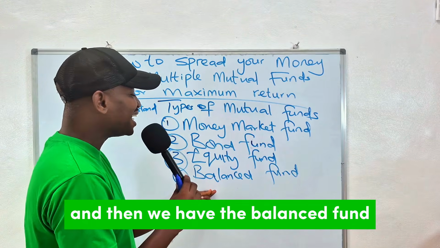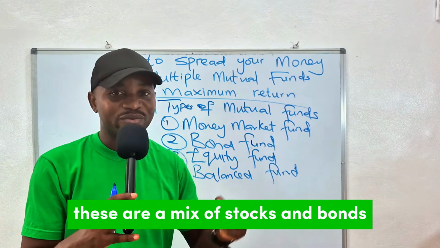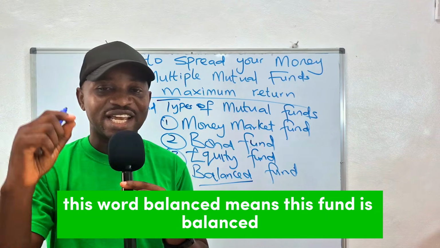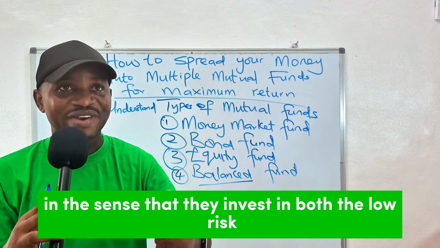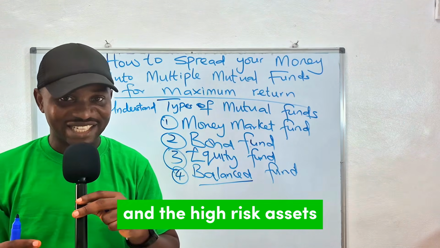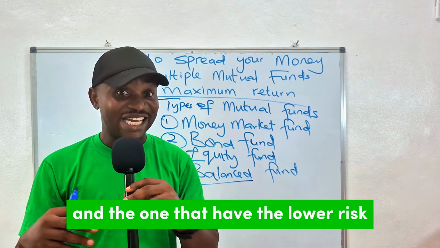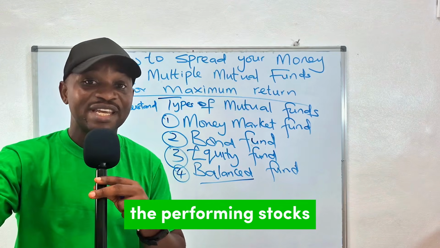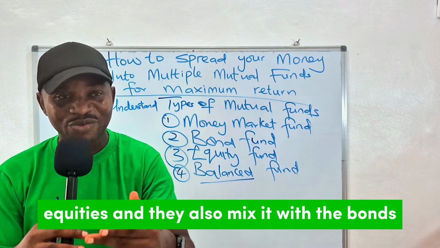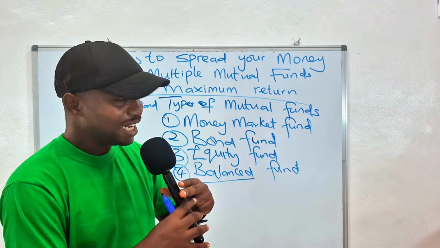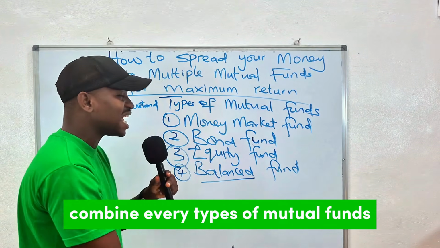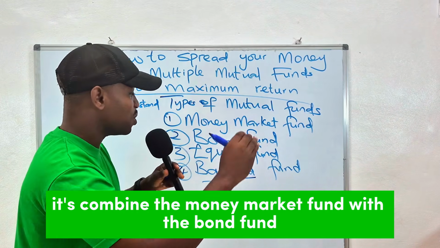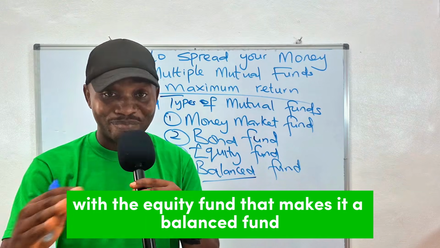And then we have the balanced fund. These are a mix of stocks and bonds. This word balanced means this fund invests in both low-risk and high-risk assets, combining the ones that have bigger risk and the ones that have lower risk. This is just to make sure that they mix your portfolio with the performing stocks, equities, and they also mix it with the bonds and the money market fund. Let's just say this balanced fund combines every type of mutual fund. It combines the money market fund with the bond fund and the equity fund. That makes it a balanced fund.